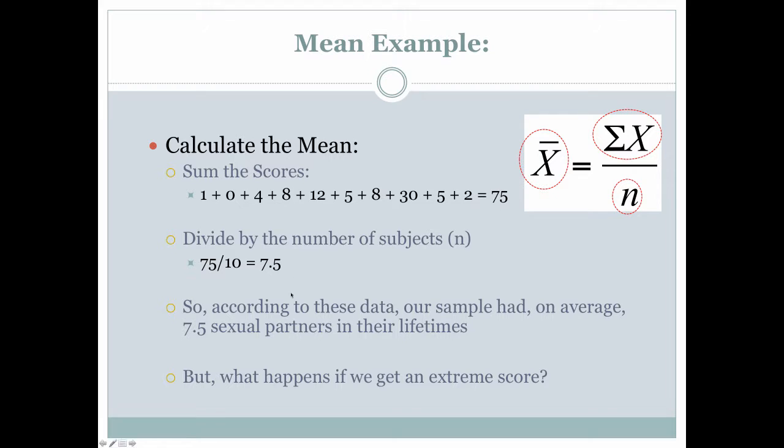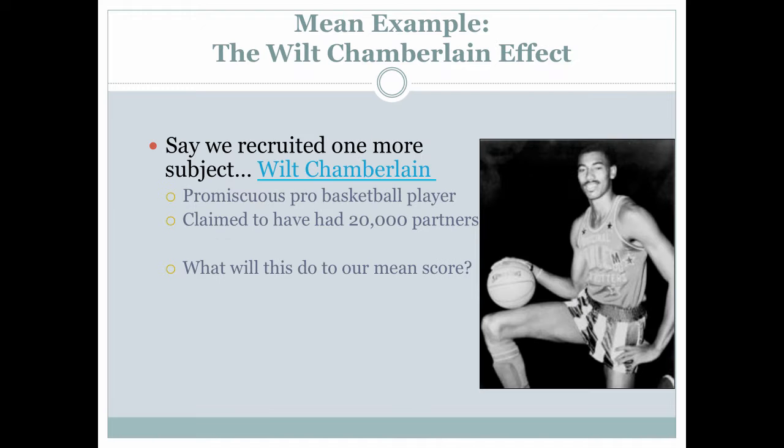I assume that you all know how to calculate this type of math, right? It's just simple addition, and then you divide by the total number of participants. After the division, you find out that the average number is 7.5. Okay. So based on this data set, the average man has 7.5 sexual partners in their lifetime. But now let's just see what happens if we add an extreme score.